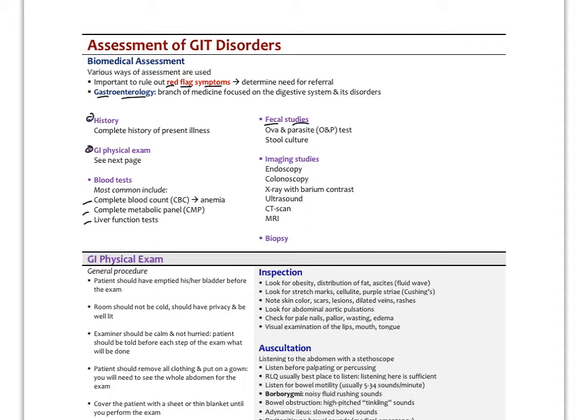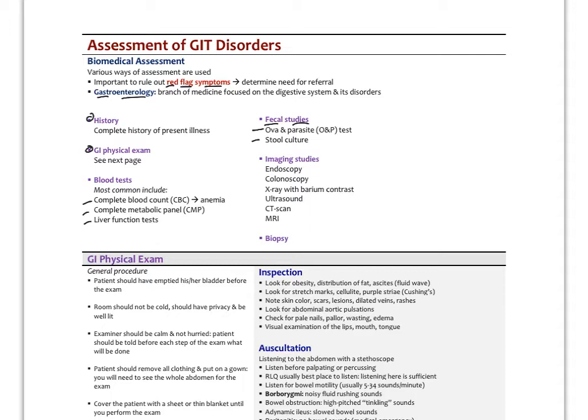In a culture, we're looking for bacteria, bacterial overgrowth. So it's important to realize that an O&P will not capture bacteria, and stool cultures generally won't be able to detect most of the parasites because they're looking at bacterial growth. So those would be some other tests if we suspect GI infections.